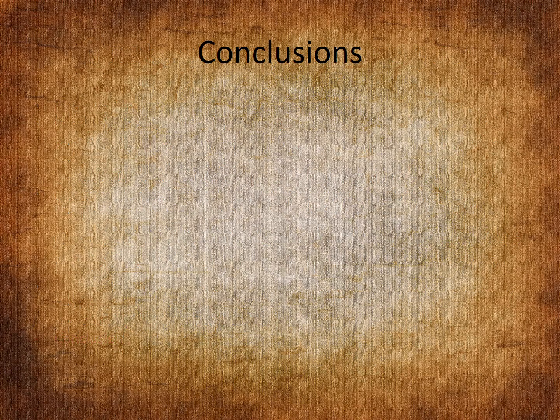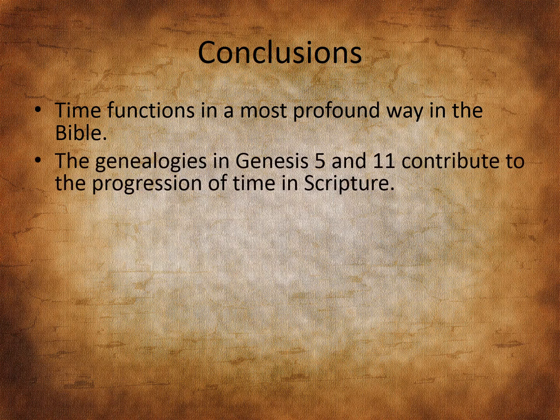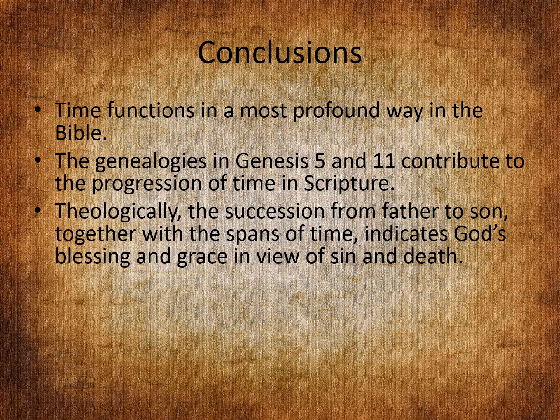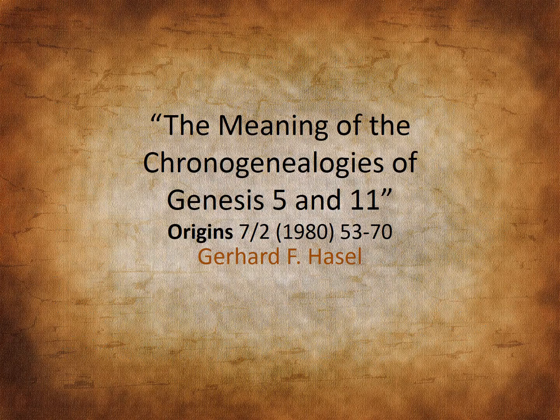Conclusion. Dr. Hasel reaches the following conclusions. Time functions in a most profound way in the Bible. The genealogies in Genesis 5 and 11 contribute to the progression of time in Scripture. Theologically, the succession from father to son, together with the spans of time, indicates God's blessing and grace in view of sin and death. These chronogenealogies provide the time framework and human chain that link God's people with Adam at the climax of the six-day creation event on this planet. Dr. Hasel's article may be found in the journal Origins.